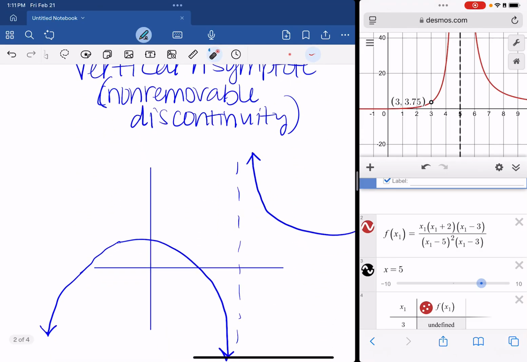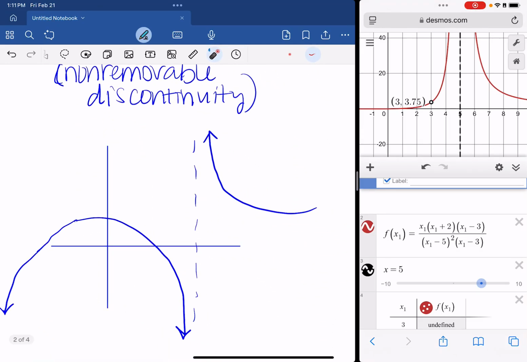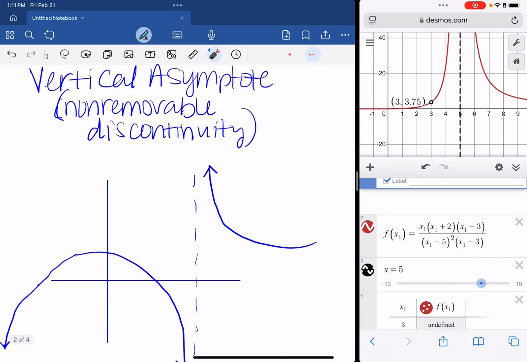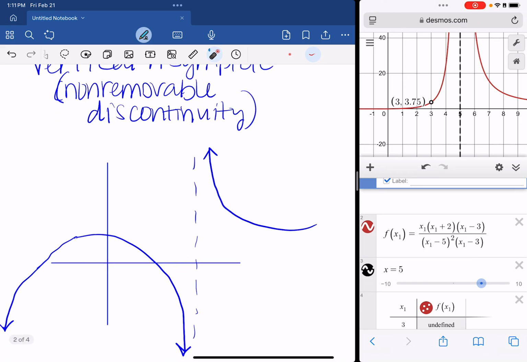But a vertical asymptote is something different. A vertical asymptote is a value that a function is going to get closer to, but it's never going to exactly get to that particular value. It will exhibit some sort of divergent behavior, like it's going to infinitely try to get to that number instead of just breaking at that particular point.